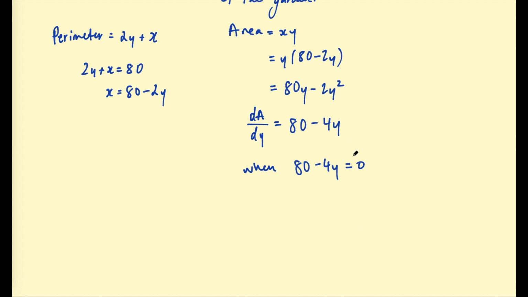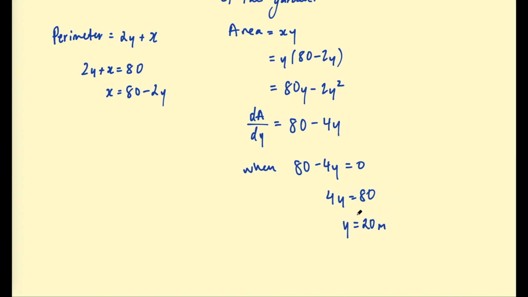And we can figure out what sort of stationary point that will be. I'll point that out in a minute. But let's go ahead and solve this equation here. That's going to give us 4y equals 80. So y equals 20. And this was in meters. Okay, so we have the width of the garden.